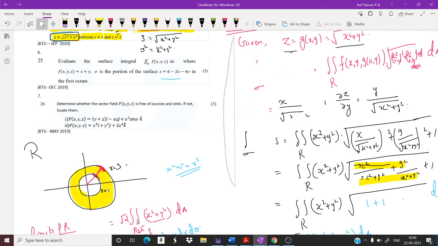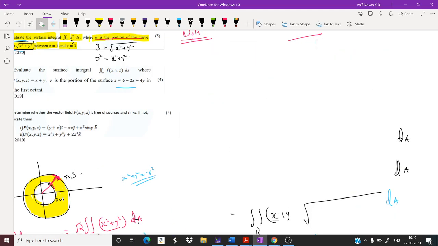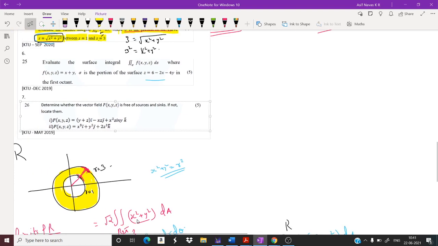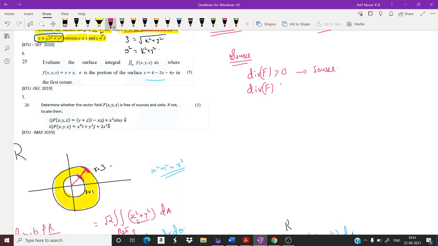Now we will do one more problem, and that is finding source and sink. So this is the question. Before going to that, what is source and sink? When we say that a point is a source, if the divergence of f is greater than 0 for any point x, y, z, it is a source. If the divergence of f is strictly less than 0, it is a sink. And if divergence is equal to 0, that means it is free of source and sink. There is no source and sink.